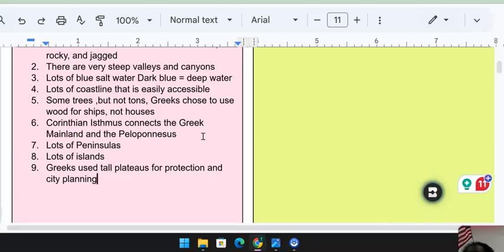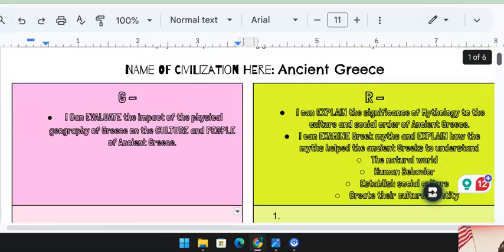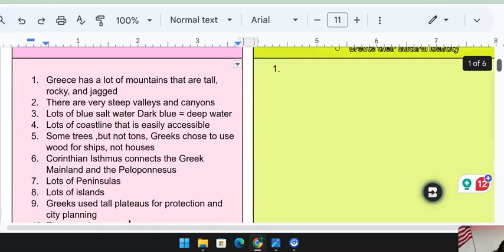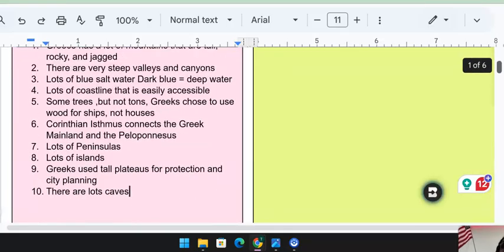One more. Did you have a group one here? Okay. So, and how could that help us answer our learning goal question? Because I'm not going to say you're wrong. There are lots of caves. But if our question is, I can evaluate the impact of physical geography of Greece on culture and people, we'd have to figure out and be able to know how they use caves is either part of their culture or things like that.